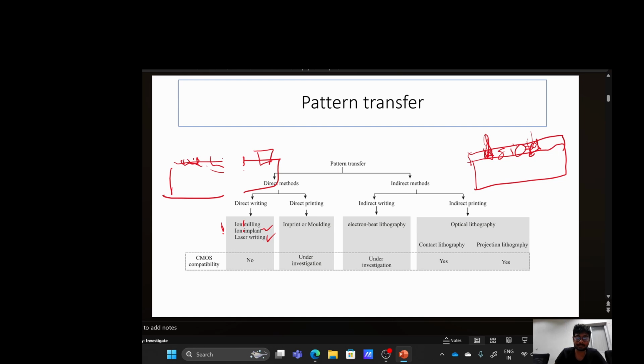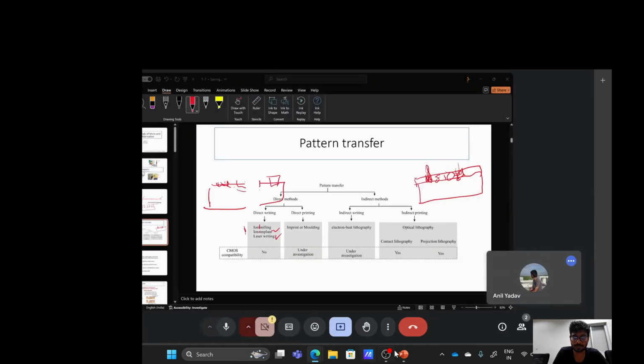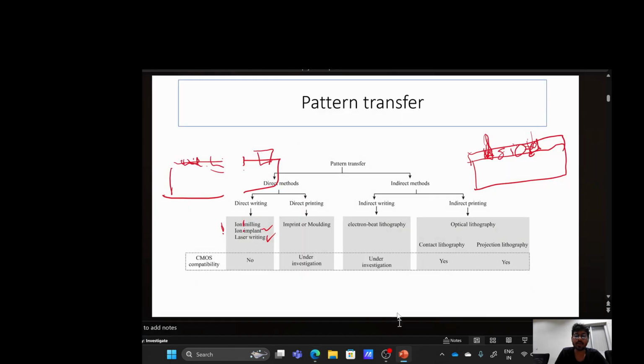So you can use direct laser. That laser will etch this out directly. Whatever pattern you want to make, you just feed the pattern in through the software in that tool, and that will write whatever you want to write.